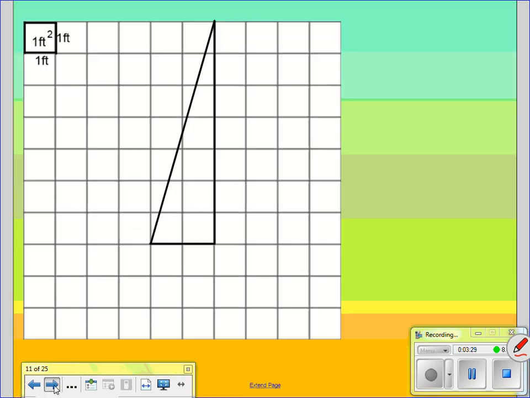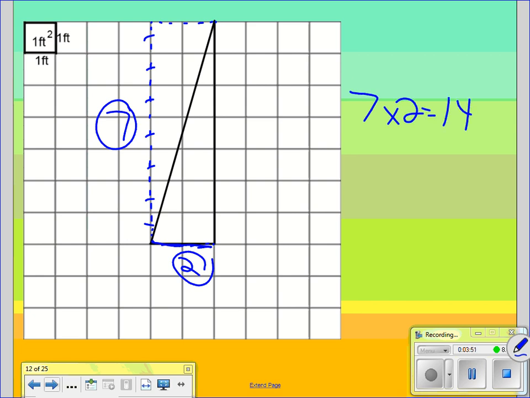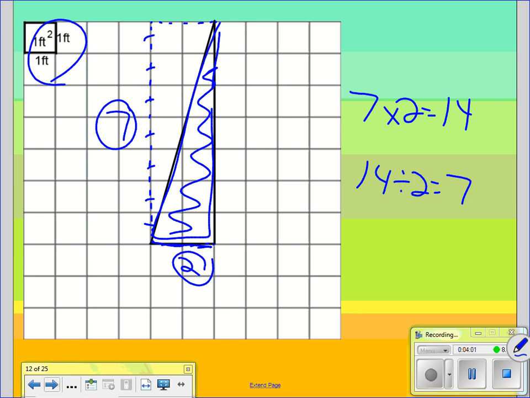We'll do another one here. Take a look at this one. I have a base here. My height, I'm going to keep on going all the way up until I can go over here. My height is 1, 2, 3, 4, 5, 6, 7. 2 is my base. So I'm going to go 7 times 2, which will give me 14. It's a triangle because it's only half of this rectangle, right? So I have to divide 14 by 2, which gives me 7. I'm dealing with feet again, so it's 7 feet squared.